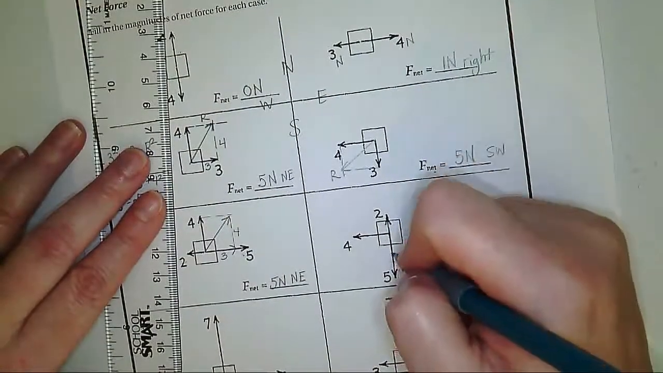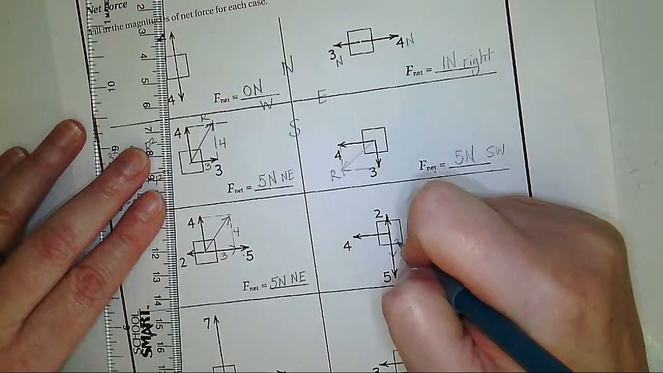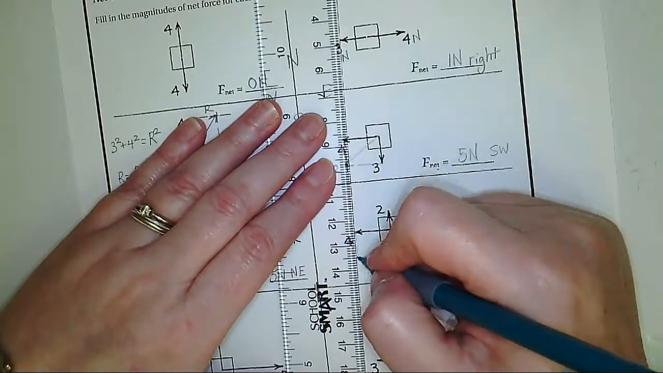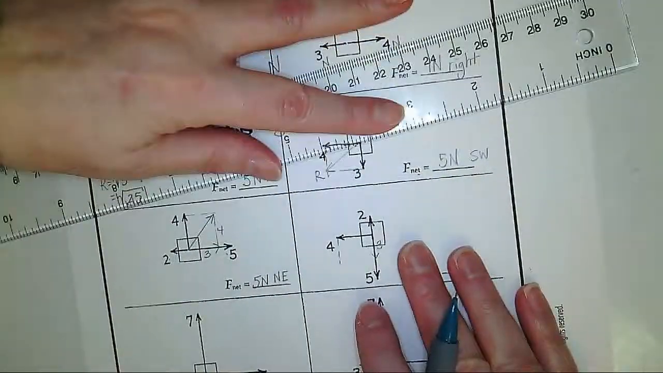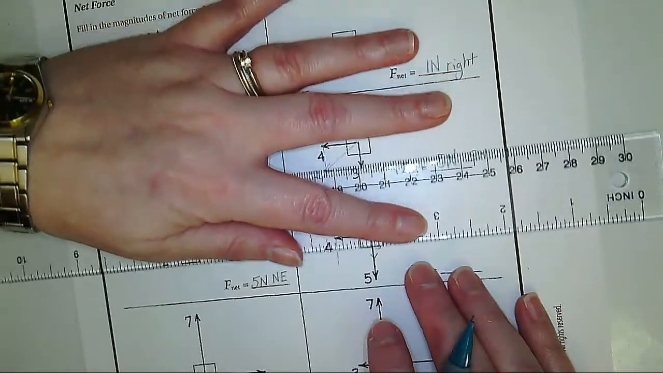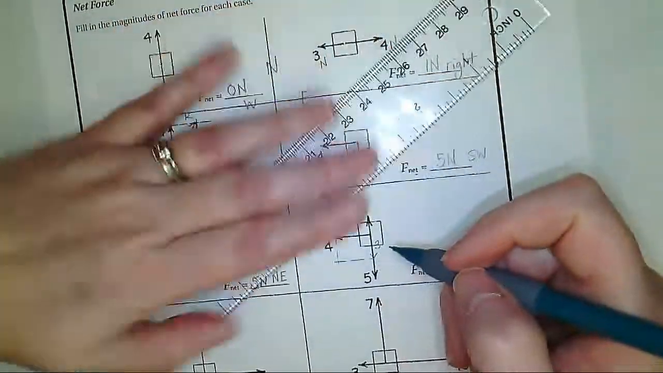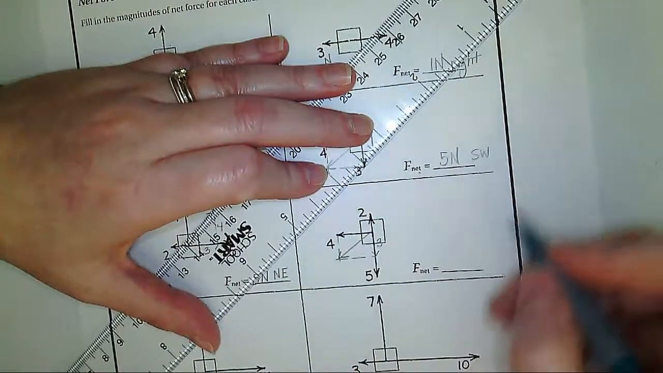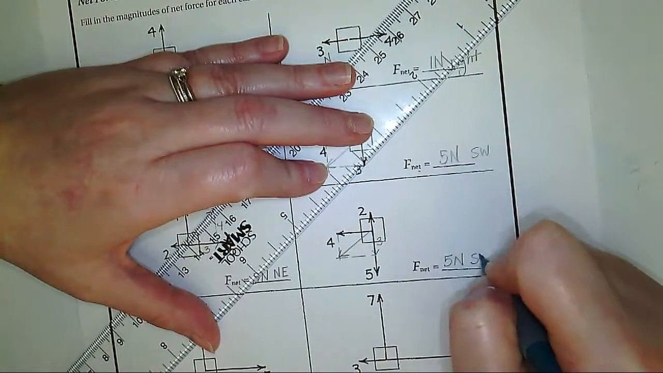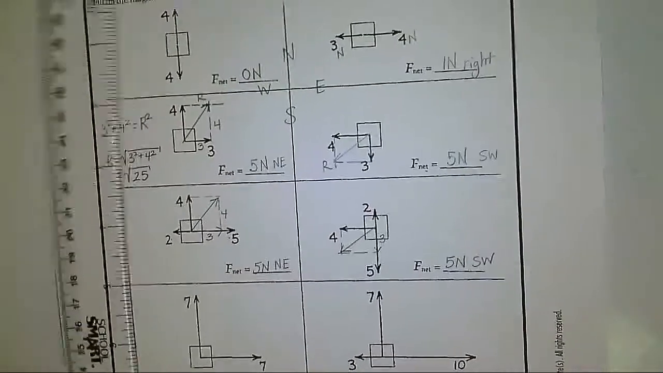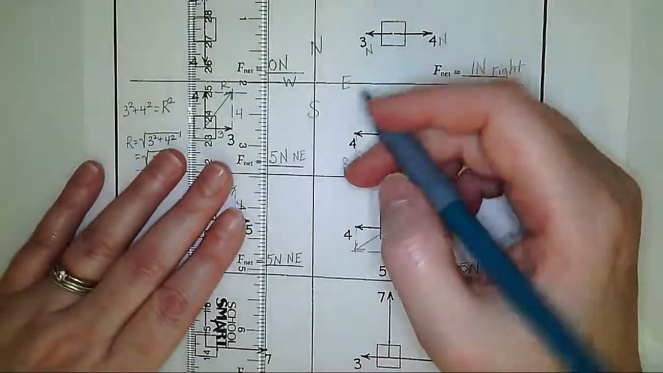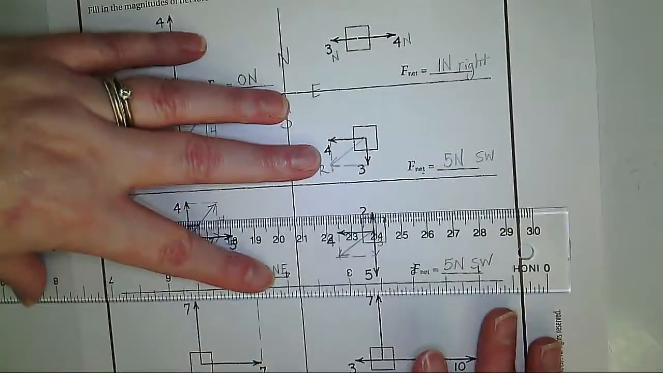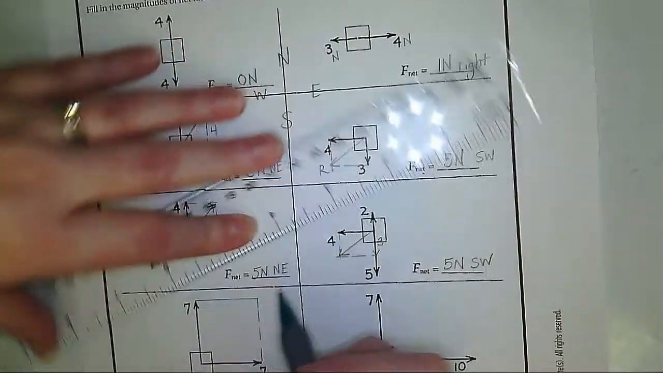And this one again is going to be the same thing, right? This time it's going to be 3 newtons down. So there's that. Here's this. Here's my resultant. And again, it's a 3, 4, 5, so it's 5 newtons, and we'd probably say southwest. This one, right? So again, my parallelogram. My resultant.